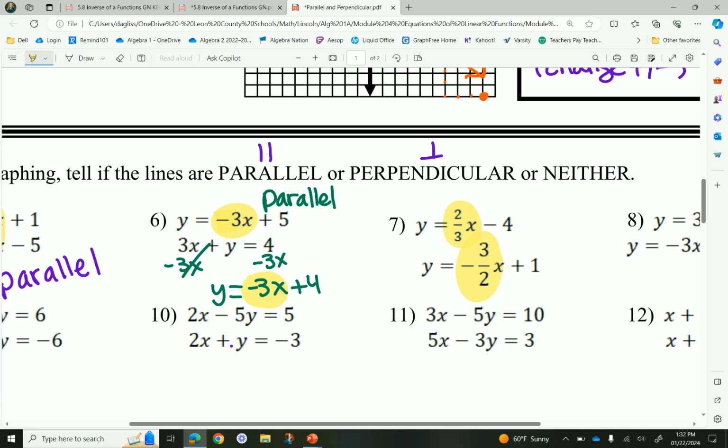Okay. Did it go from a positive to a negative? Yes. Did the fraction flip? Yes. So can I label this as perpendicular? Yes. Oh, see? I spelled it wrong again. These are perpendicular lines.